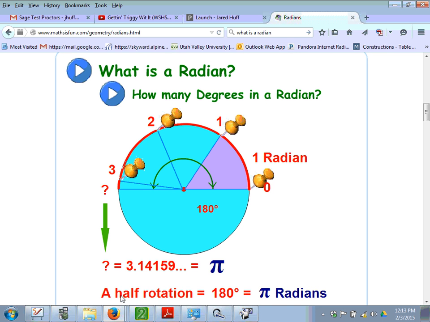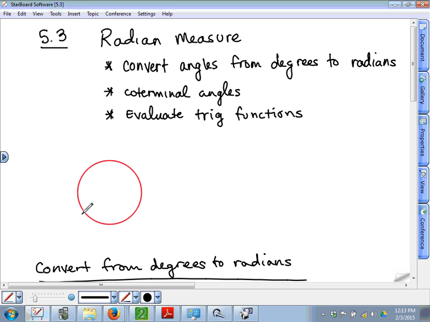Yeah, the circumference is 2 pi r, because all the way around a circle. Well, let me ask you this: half of a circle is 1 pi radians. That's what it says here. Yes. So what would a full circle be? 2 pi radians. That's where the circumference formula comes from. It's 2 pi r. Anyway, let's get back to your notes.